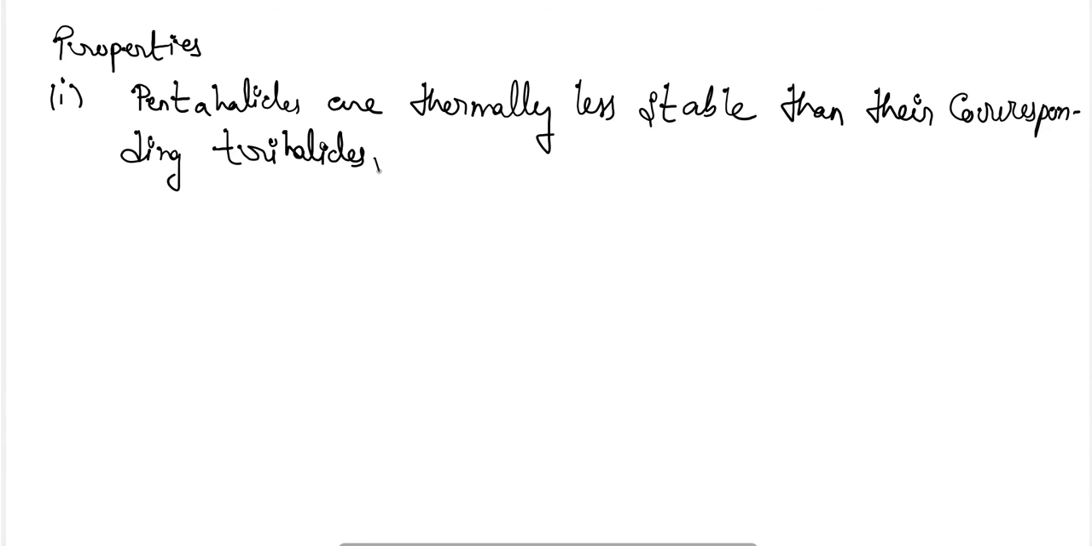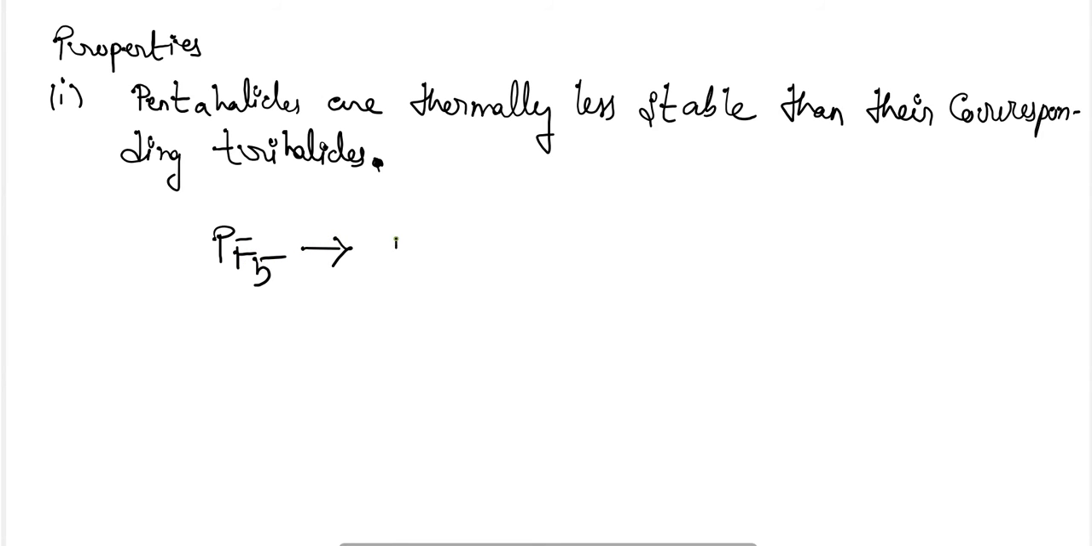Okay, PF5 is molecular in both the solid and gaseous state, while PCl5 exists as a molecule in the gas phase only, but exists as PCl4+ PCl6- in the crystalline state. Okay, what happens?